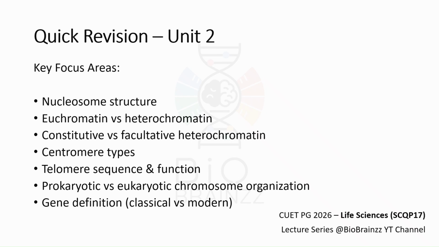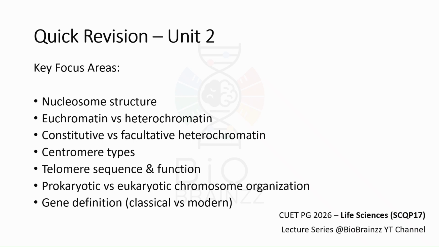Let us do a quick revision of Unit 2 and highlight the most important focus areas for your exams. First, nucleosome structure. Remember the histone octamer composition: 2 each of H2A, H2B, H3 and H4, with about 146 base pairs of DNA wrapped around it, and H1 associated with the linker DNA. Next, euchromatin versus heterochromatin. Euchromatin is lightly stained and transcriptionally active, while heterochromatin is darkly stained and highly condensed.